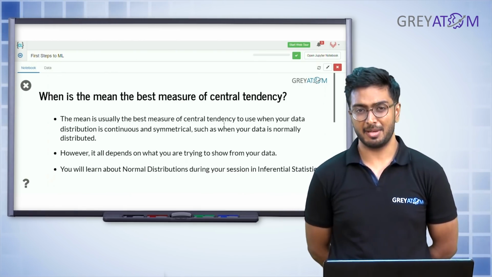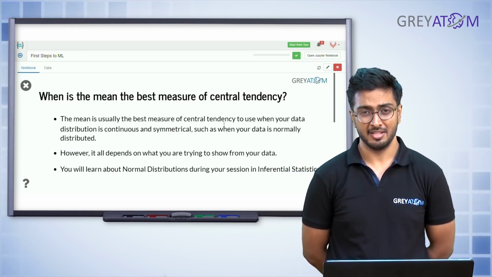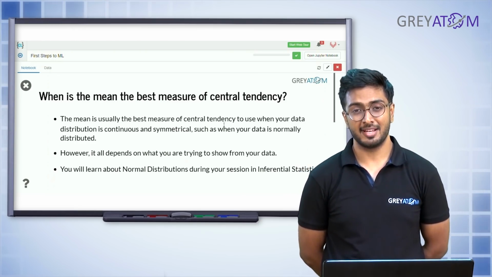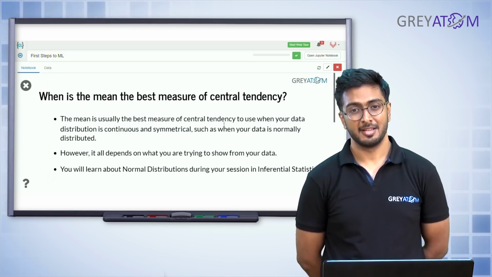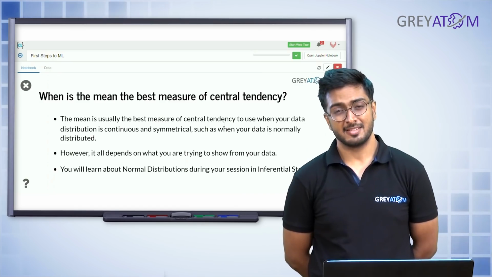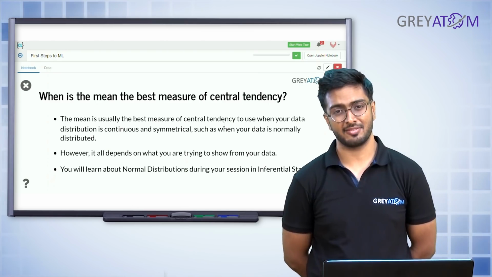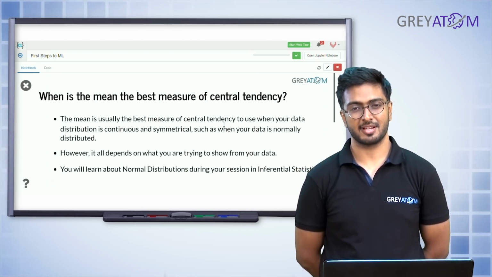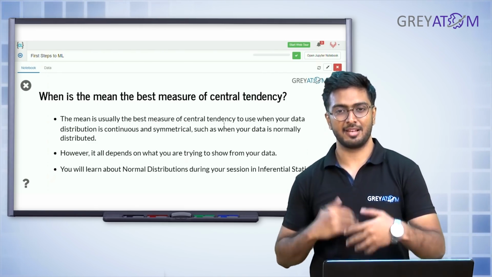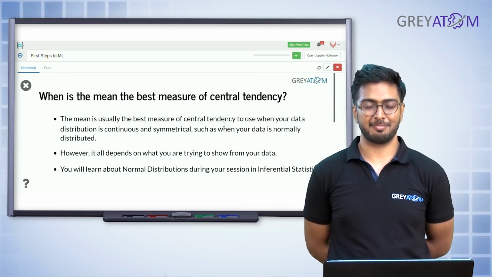The mean is usually the best measure of central tendency to use when your data distribution is continuous and symmetrical. Understand this though: if your data is not continuous, you really cannot use the mean, because in the mean you have to add values, right? For example, if you have colors of houses, they could be red, blue, yellow and so on. You cannot add red plus blue plus yellow. There's no meaning in adding red plus blue and dividing by 3.